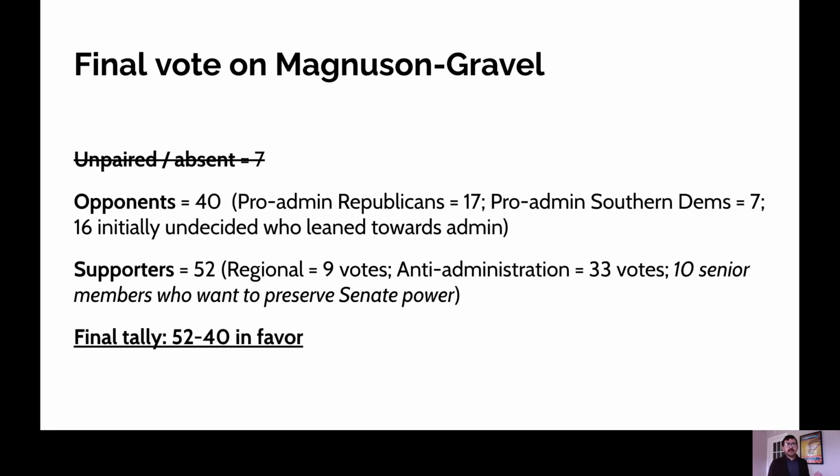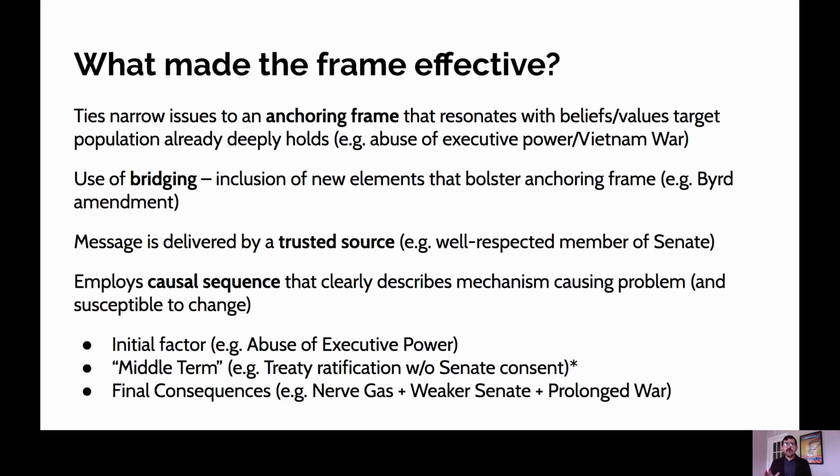So what made Magnuson's framing so effective? Well, there's 3 or 4 really important things that you're going to be trying to extract when you do your annotation assignment, when you look at this op-ed. But there's 4 things that the research on framing tells us about what makes it effective. The first thing is that an effective frame ties narrow issues to an anchoring frame that resonates with beliefs and values that the target population, the people you're trying to influence, already hold.